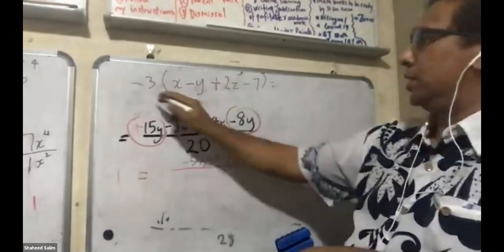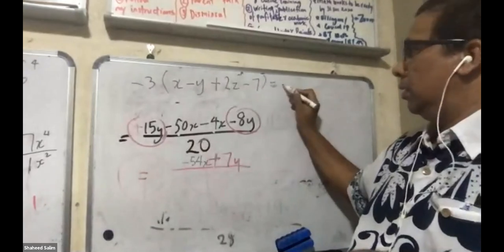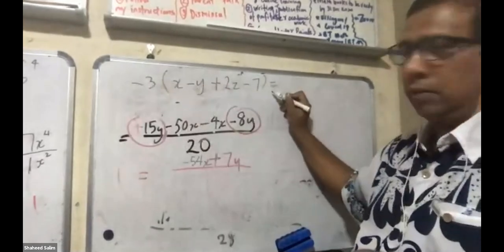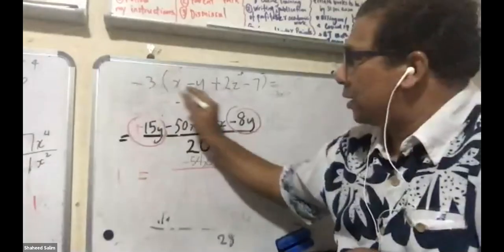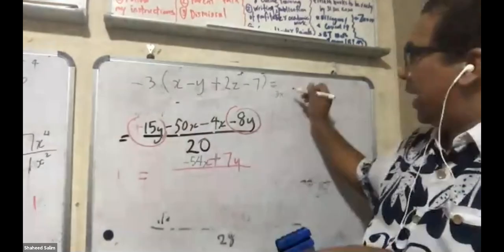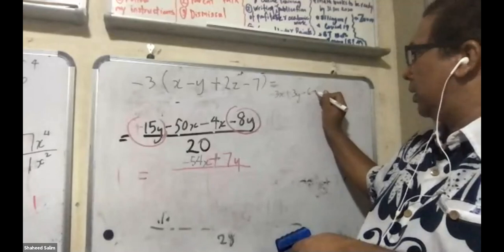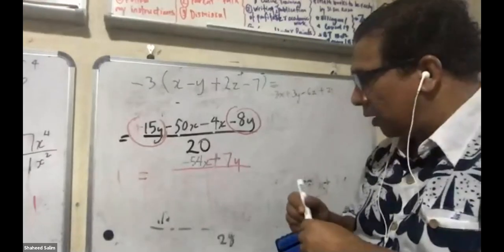Inshira, expand please. What's the answer? Negative 3x, okay, minus 3y. Minus times minus gives you plus 3y. Then minus 6z, okay, and then plus 21. Good. Okay, all right, we go to the next one.